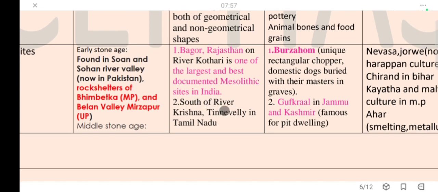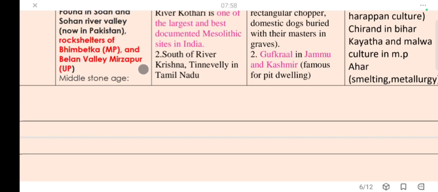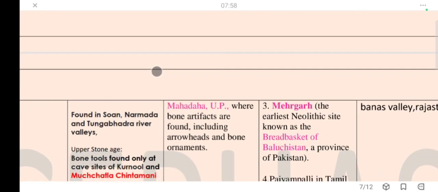Let's discuss the sites where we can see these. I gave you a lot of sites. You can pause the video and note them down. The early Stone Age can be found in the Sohan Valley in Pakistan, the rock shelters of Bhimbetka in Madhya Pradesh, and the Belan Valley in Mirzapur. The Middle Stone Age can be found in the Son Valley and the Narmada Valley.